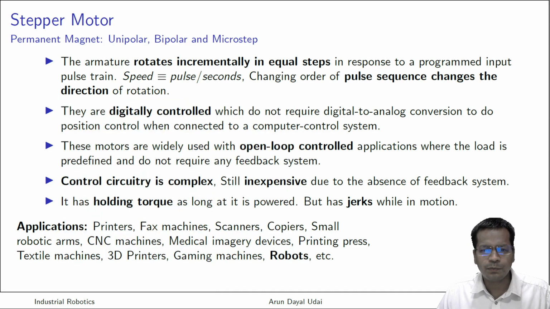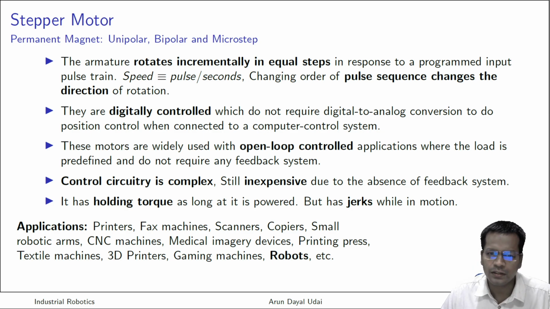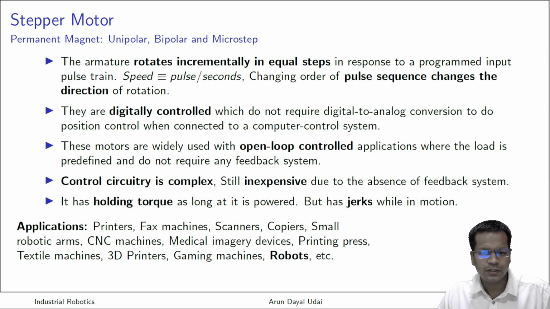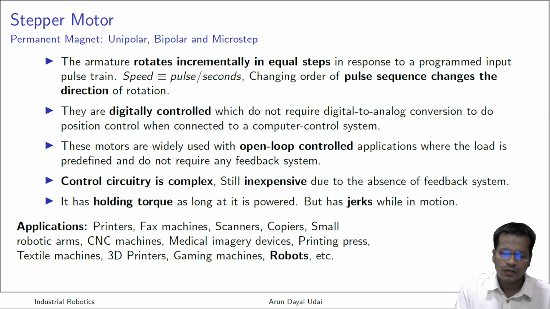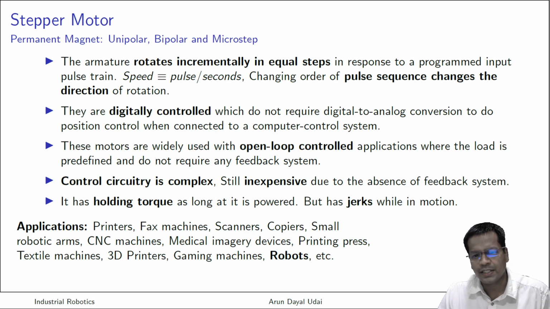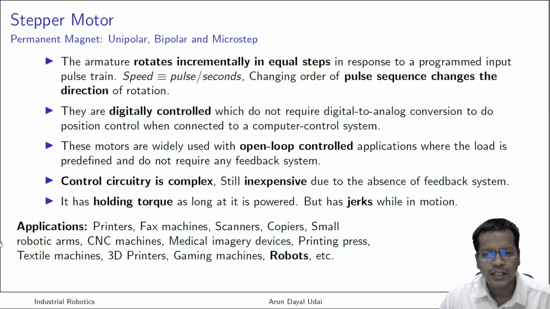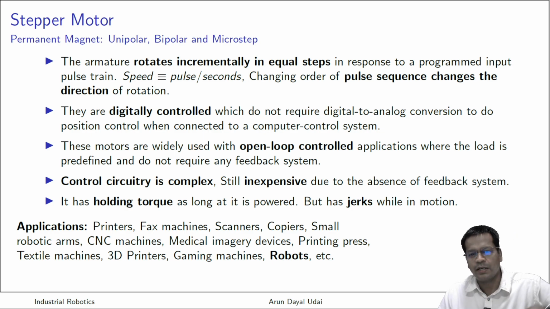Okay. So that is a small robotic arm where you find stepper motors, and CNC machines. CNC machines also have feedback, even with stepper motors. They are used in this type of machines, and in medical imagery devices. What are medical imagery devices? CT scan machine, I think MRI scan. All these machines have stepper motors inside, which can precisely locate the magnetic field.